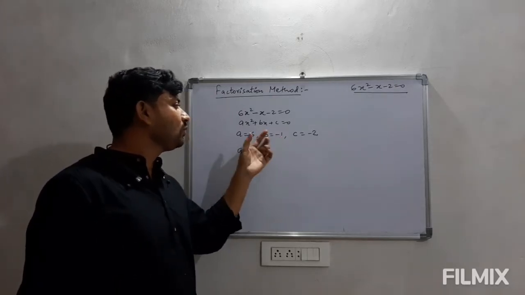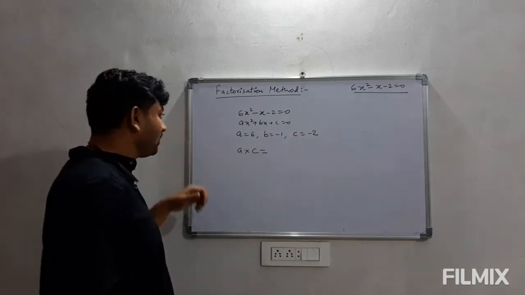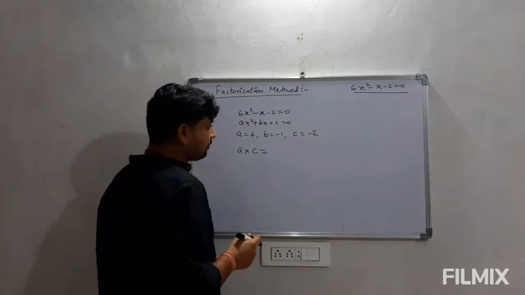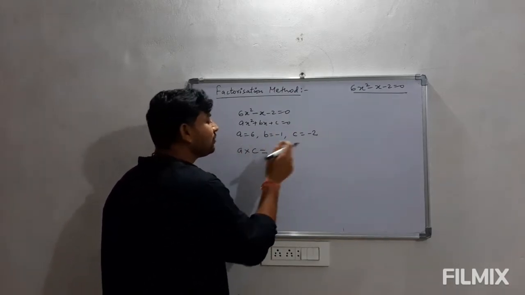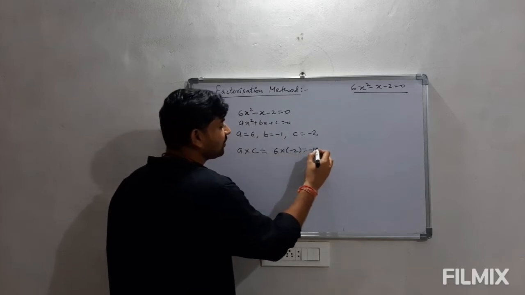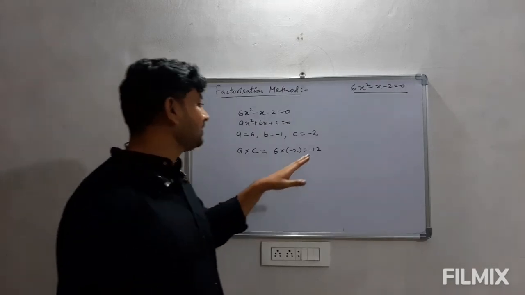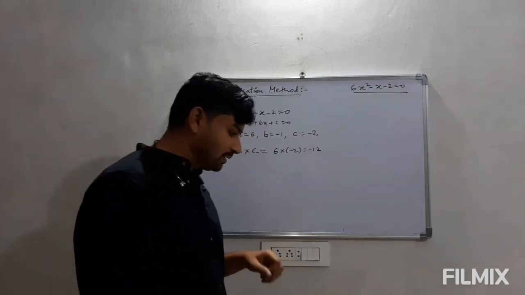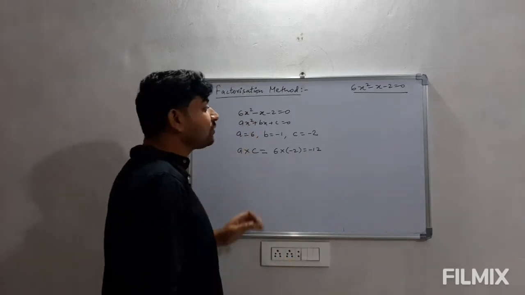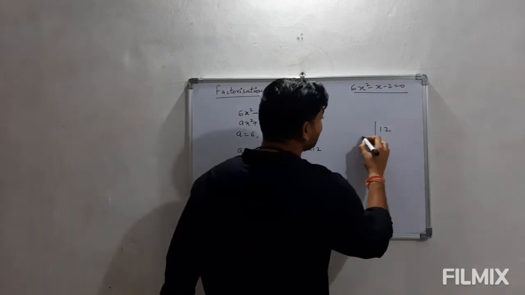b को 2 पार्ट्स में ब्रेक करना है जिसकी वैल्यू है -1. Now that splitting will be done by the value of a into c, that is 6 into -2, that is coming out to be -12. Now this is coming out to be negative, but we cannot find out the factors of a negative number, so we'll take it as the mode of this, that is 12.